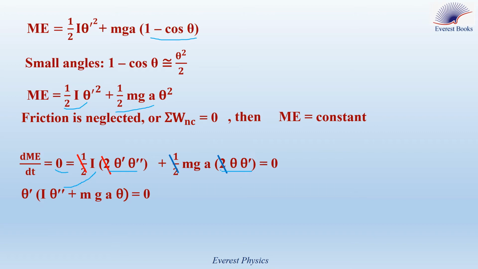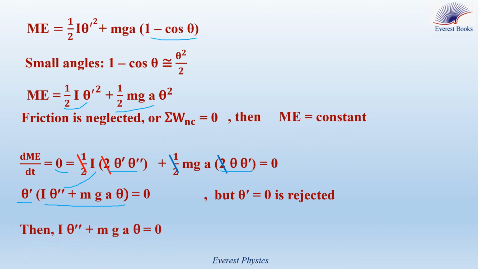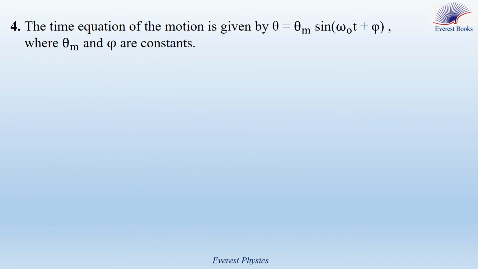Rearranged by taking theta prime as a common factor, now we have two solutions. Theta prime is equal to 0, or this term is equal to 0. But as you know, theta prime equal to 0 is rejected, because if theta prime equals 0, we have no motion. Then I theta double prime plus mga theta is equal to 0. Divide both sides by I, and we get the differential equation, which is theta double prime plus mga over I theta equals 0. Let's move to part 4.